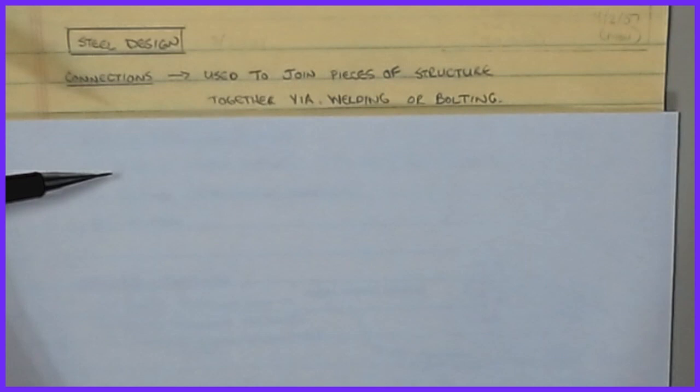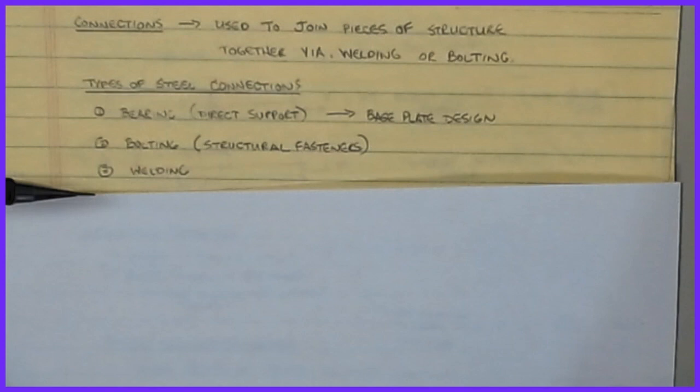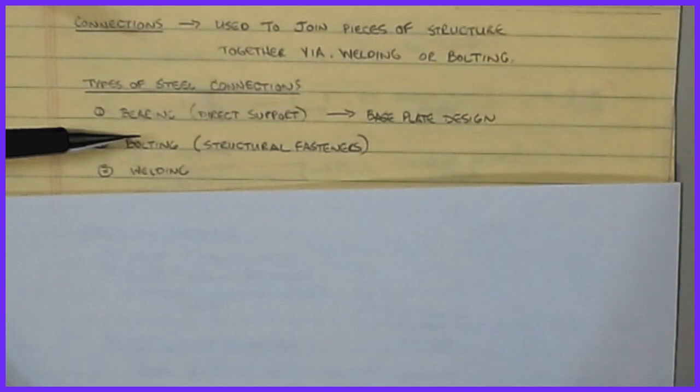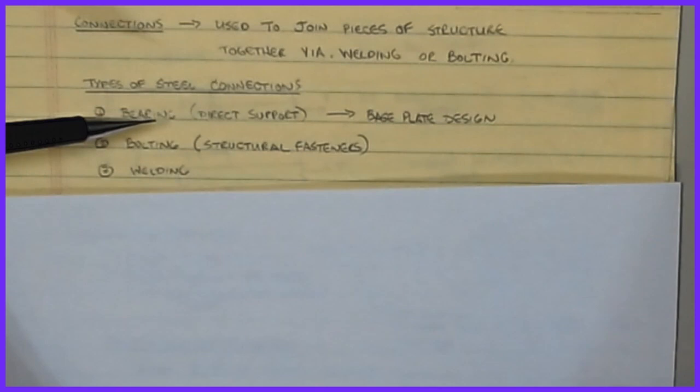Now, some of this information we've seen in our studies before. We break our types of steel connections into a couple of different classifications. There is one that's a bearing support, in which one element is pushing on another. You can think of a base plate design where you have a column pushing on a base plate that is then pushing on a foundation. The bolted connections, while they do some of the work, are not critical to keeping that member in place.